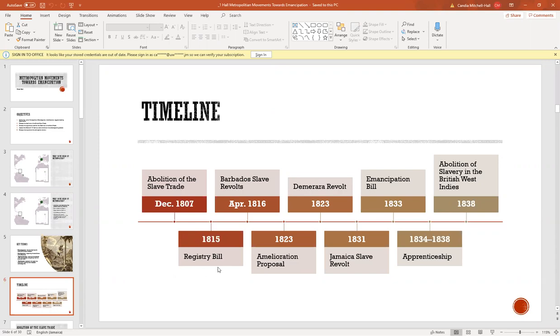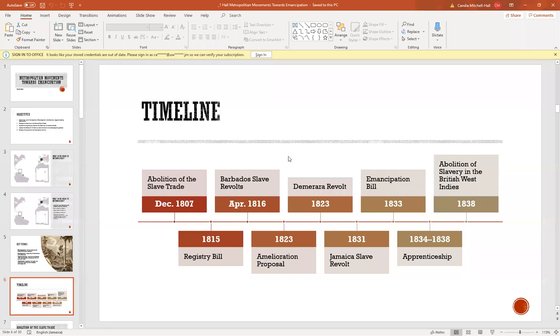As the registry debate was taking place in the British colonies, by 1816 we had the Barbados Slave Revolt. What was another name for the Barbados Slave Revolt? Sir, the Bussa Revolt or Rebellion. Very good. Excellent. By the time Barbados finished with their revolt, Britain implemented a proposal to improve the conditions of the enslaved people in 1823. This is called the Amelioration Proposal.